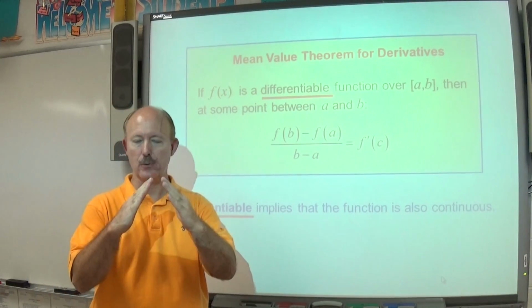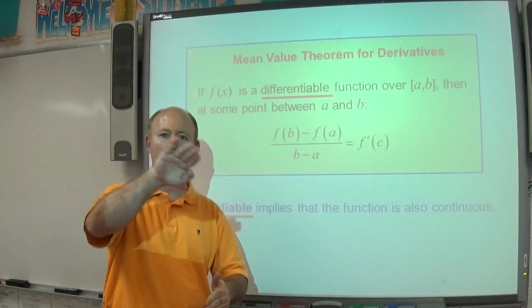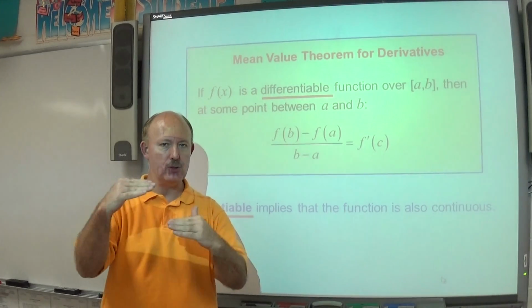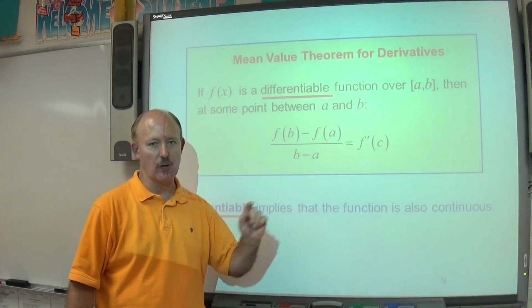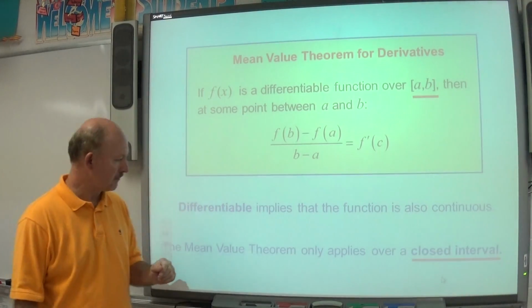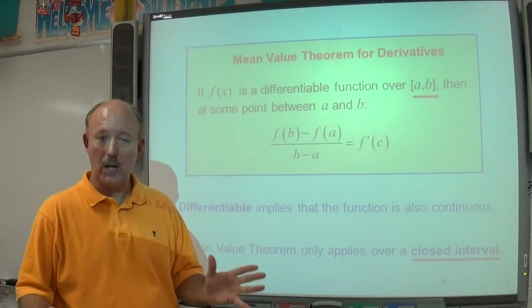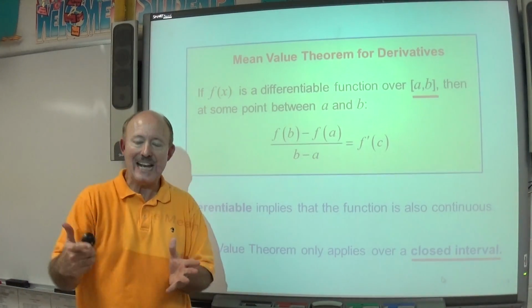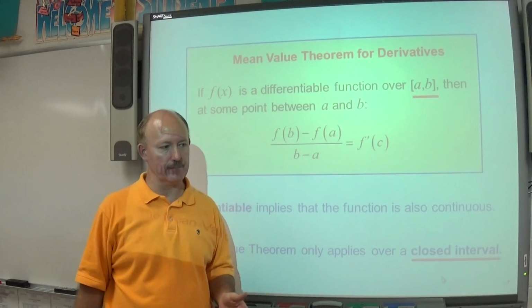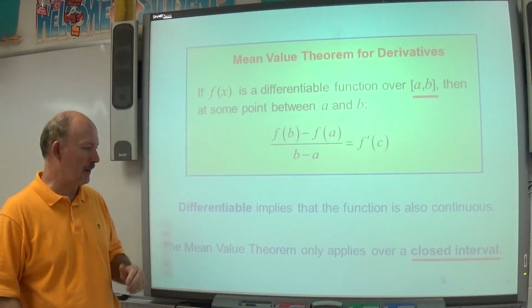Now, to be differentiable, there can't be any sharp corners on the curve. It has to be a smooth curve. So a smooth curve, no jumps or gaps. So if it's differentiable, that implies that the function is also continuous. And also the mean value theorem only applies over a closed interval. So we're talking about just a part or a section of the curve, from point A to point B. Once again, it only applies over a closed interval.